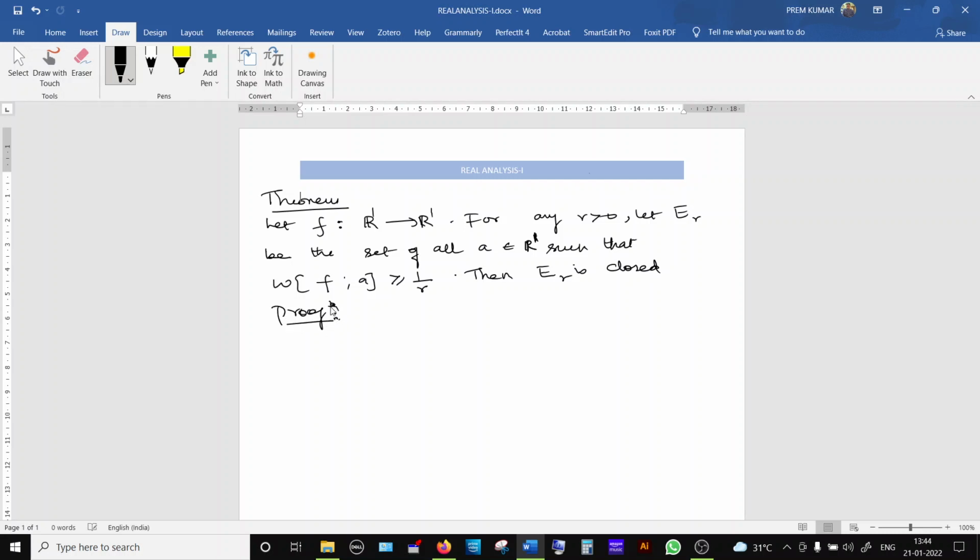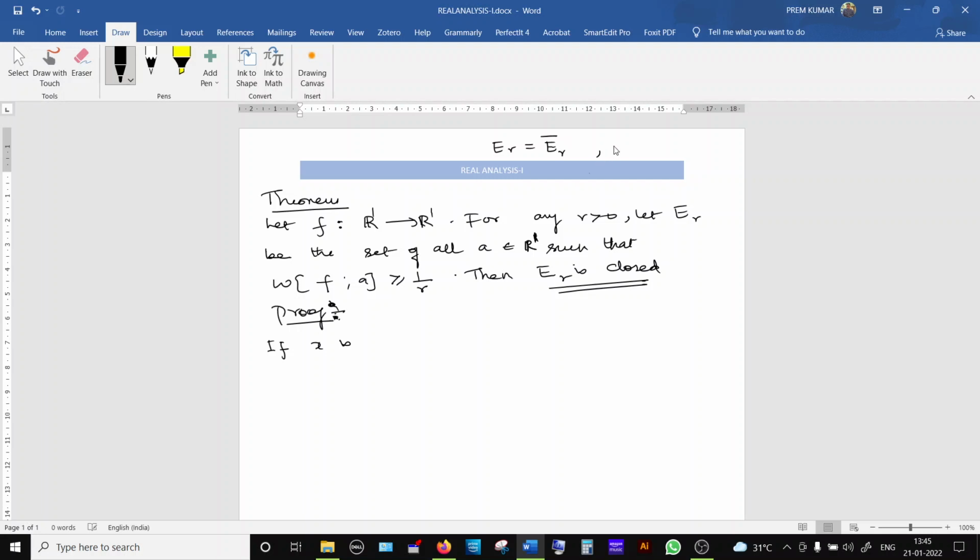So suppose f is a real valued function from R1 to R1, and for any positive real number r greater than 0, we define E_r to be the set of all elements in R such that the oscillation is greater than or equal to 1 by r. Then we have to prove that the set E_r is closed. That is, we are going to show that the set is equal to its closure.